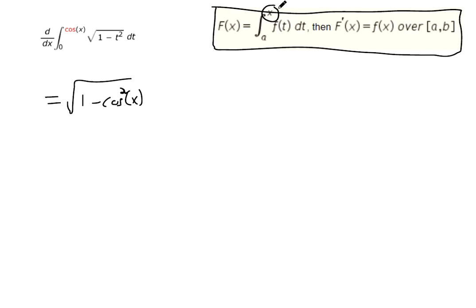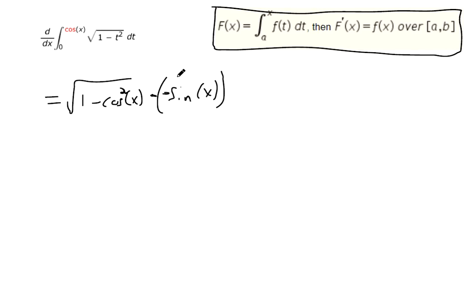Our x is like cosine of x in this expression, okay? So the derivative of this outermost function is this. But the derivative of the innermost function of cosine of x is negative sine of x. Whoops, sorry. That's negative sine of x because of the chain rule. The derivative of cosine is negative sine. Put parentheses around that.